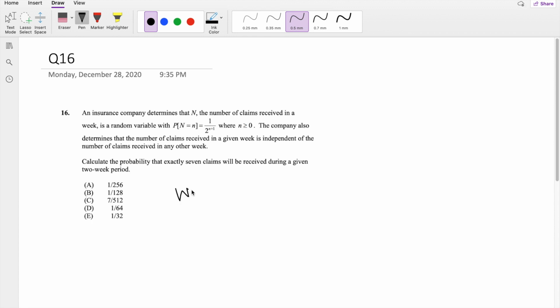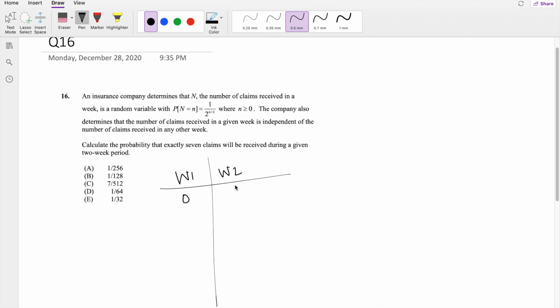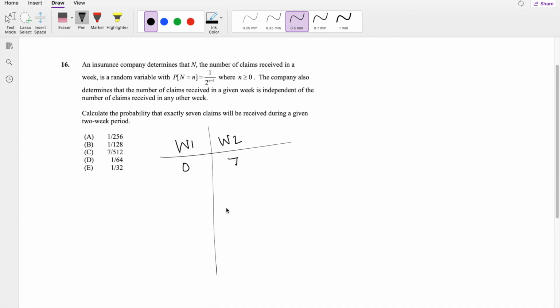So that means in week 1 and week 2, let's say in week 1 you had 0 claims, then that would mean in week 2 you have to have exactly 7 in order to get to exactly 7 in a 2-week period. And likewise, week 1 could be 1, then week 2 is 6, then 2, 3, 4, and it's going to go on and on until 7. And this side is also going to count down 5, 4, 3, 2, 1, 0.